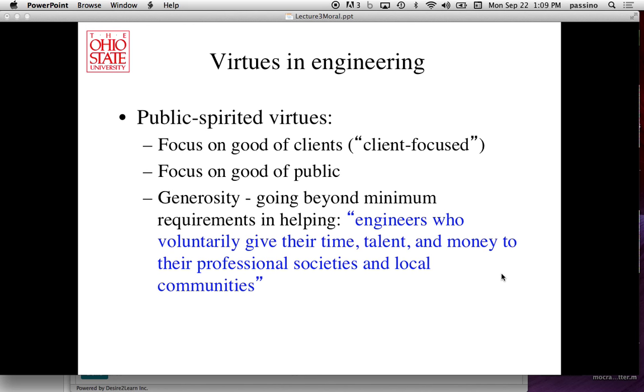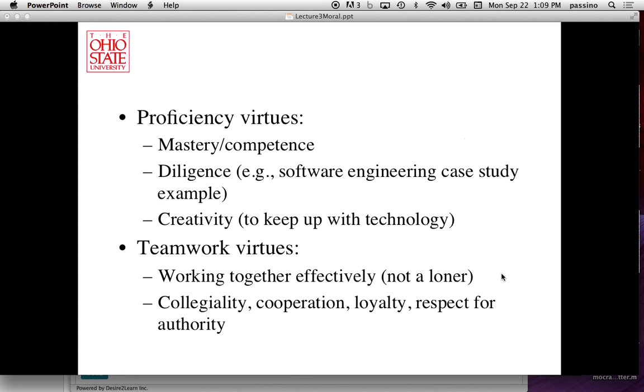Local communities, working with your local communities. We'll talk about that more in just a minute. There's also proficiency virtues. If you want to be perceived as a professional engineer, increase your competence. Be technically competent in your chosen field.